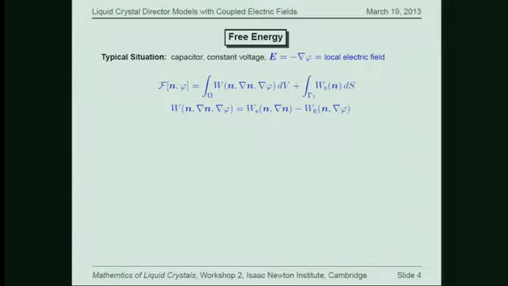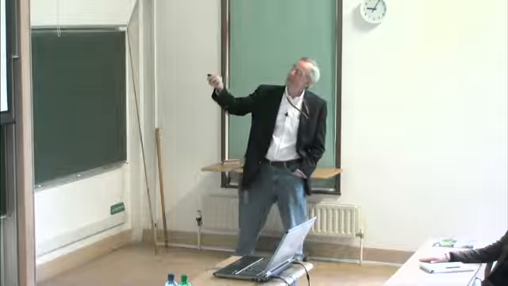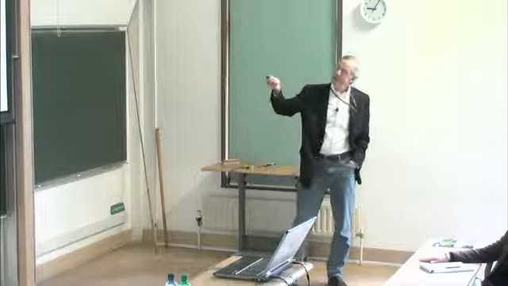So the type of free energy I'll look at has a certain generic form. I don't want to get into the details with all the material constants and things, but in the equilibrium setting I'm imagining it is essentially a capacitor held at constant voltage with a liquid crystal dielectric, the kind of the typical situation in devices and such.